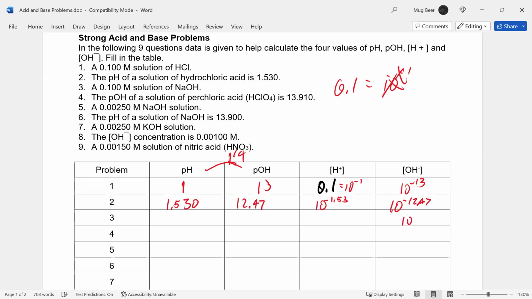OH. 10 to the minus 1 for the OH, right? That's 10 to the minus 13 for the hydrogen ion concentration, 13 for the pH, 1 for the pOH. Yeah, let's do 4.